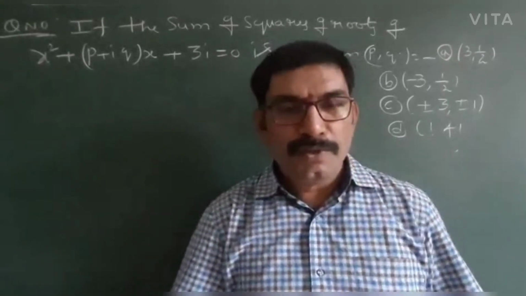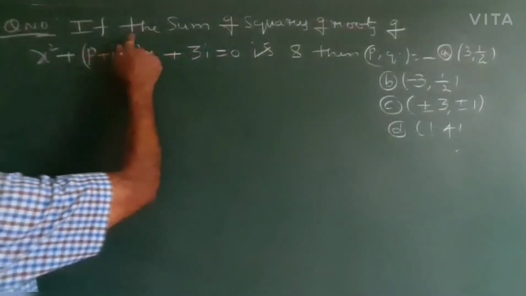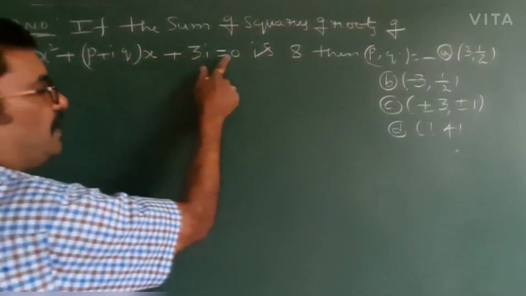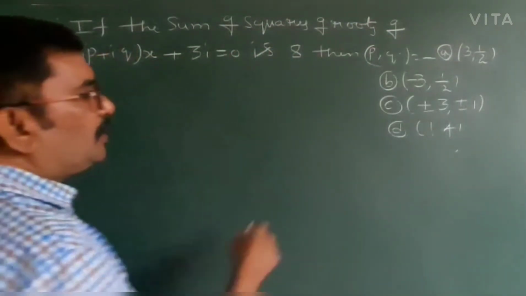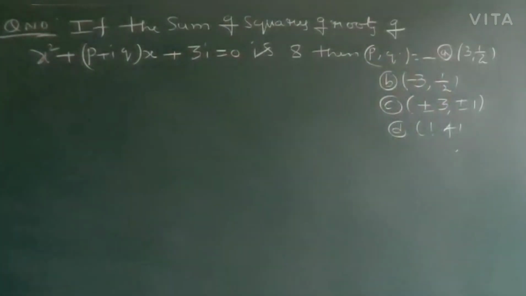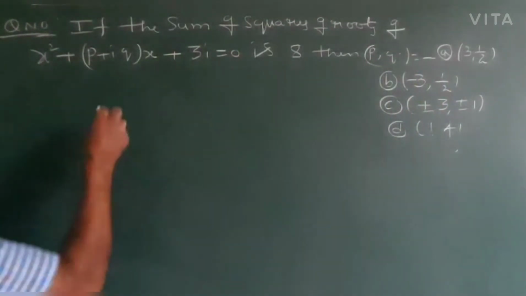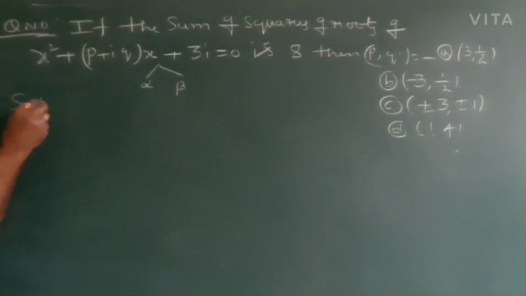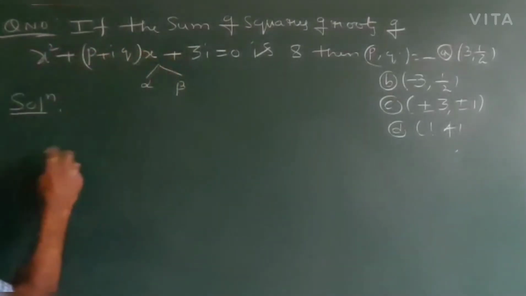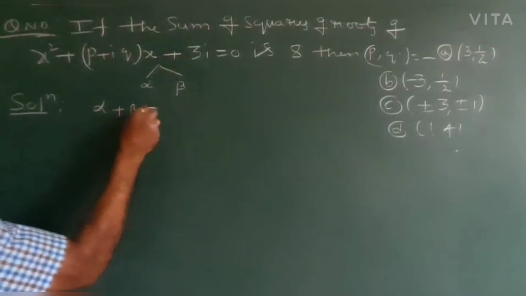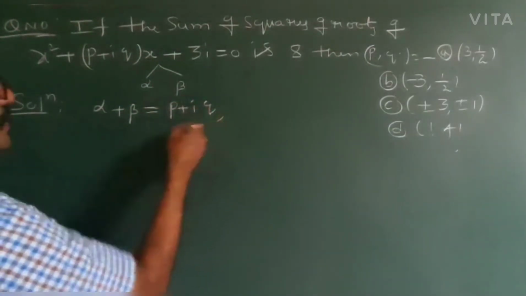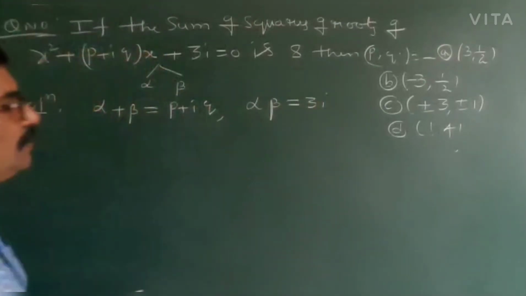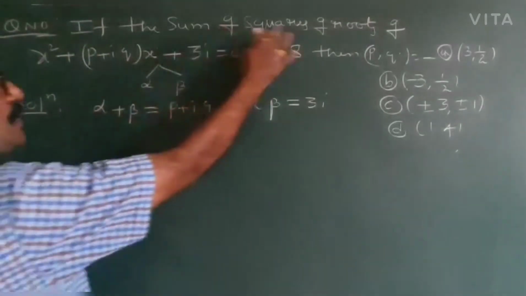Let us begin with the very first problem: if the sum of the squares of the roots of x square plus p plus iq into x plus 3i is equal to 0 is 8, then p comma q is equal to what? Let alpha and beta be the roots of this quadratic equation. The sum of the roots, you know already, is p plus iq, and alpha into beta is 3i. Now he has given the sum of the squares of the roots.